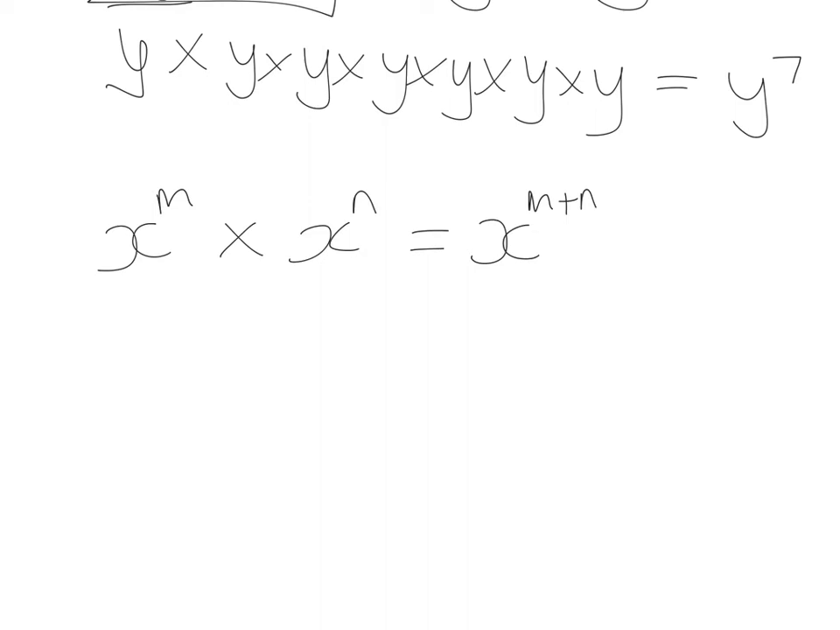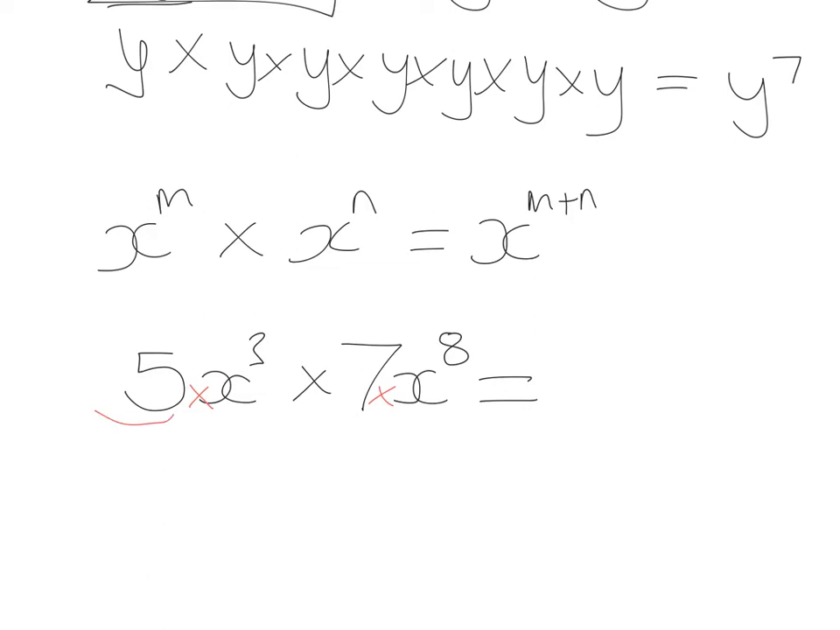Let's say you are asked to do 5x cubed multiplied by 7x to the power of 8. Now, you've got lots of things going on here. First of all, remember that you're multiplying here and you're multiplying here. The multiplication is implied. So you've got your coefficient, your number parts, and your variable parts. Now, in algebra, when using index laws, we do the numbers first.